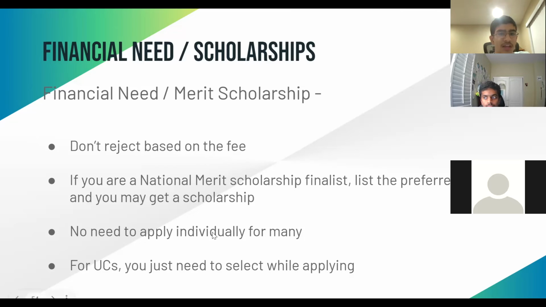So for many of these, no need to apply individually. You don't need to fill in one individual form for each one. Some of them have one form you need to fill out for all of them, like the Common App. You have one app, you fill it out, and you give it to hundreds of schools that accept the Common App. So these application portals do exist and you may want to search for them because it's very convenient. And for UCs, you just need to select that you would like financial aid while applying.